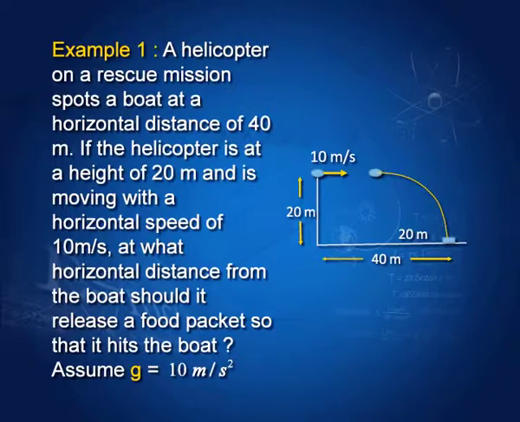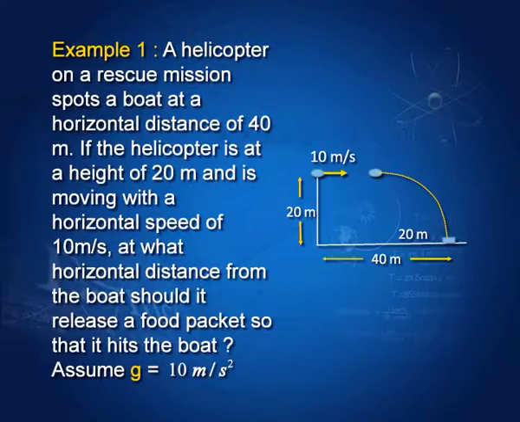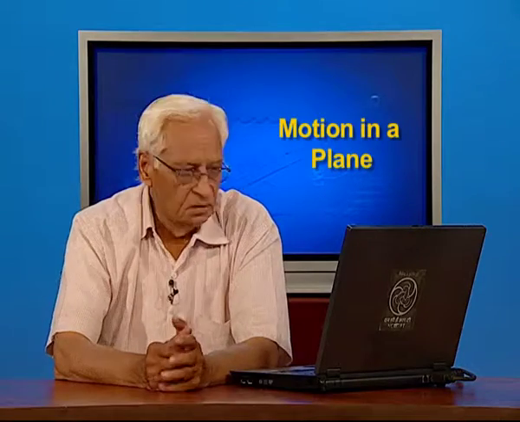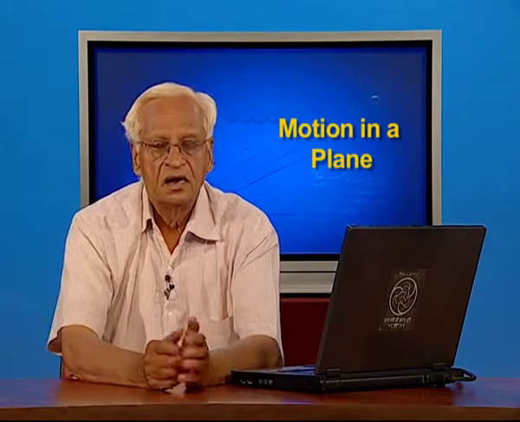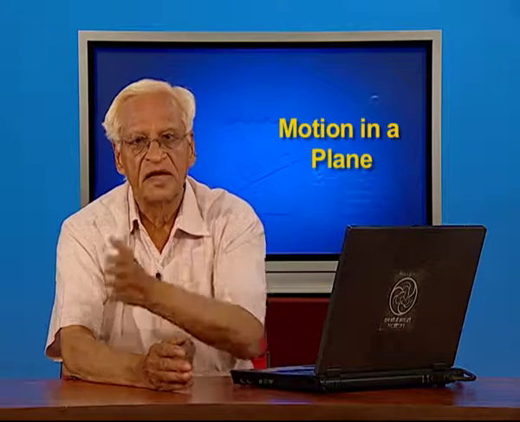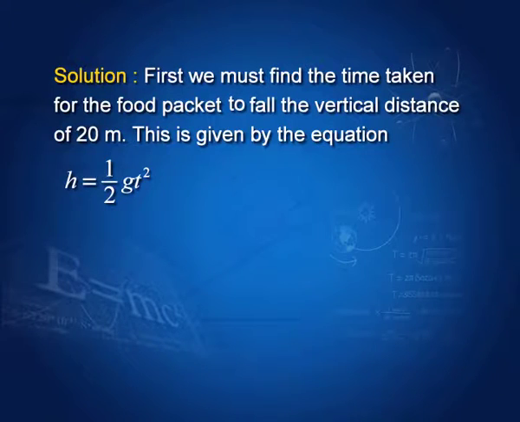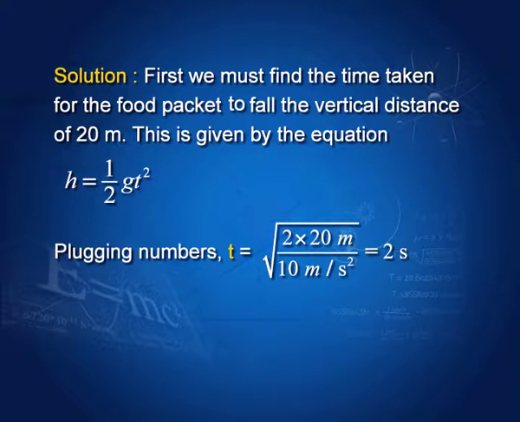So, the food packet starts with a velocity of 10 meters per second. So, remember this, and we are going to take g equal to 10 meters per second square for the simplicity of calculations. So, let us solve this problem for the helicopter pilot, so that he does not make a mistake. First, we must find the time taken for the food packet to fall the vertical distance of 20 meters. This is given by h equal to half g t square. So, plugging the numbers, we get t equal to 2 seconds.